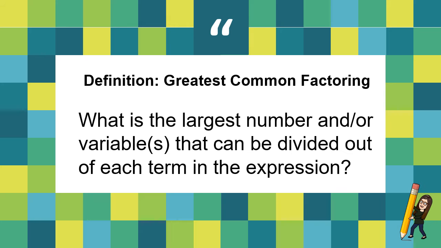So the greatest common factor, or you might have heard it abbreviated as GCF in the past, is the largest number and/or variable or variables that can be divided out of each term in the expression. So greatest meaning what's the largest, common meaning every term has it, and factoring meaning we're undoing the multiplication.